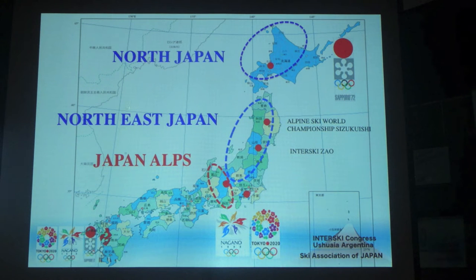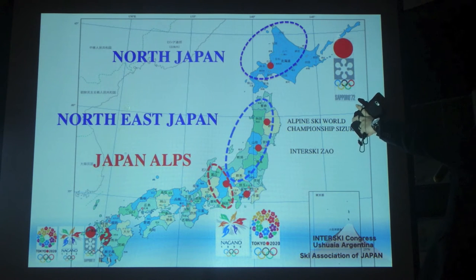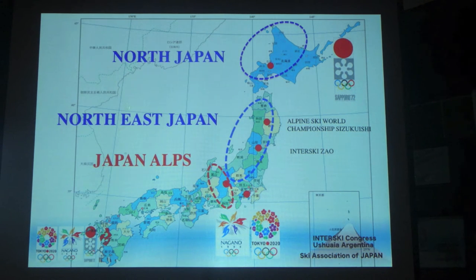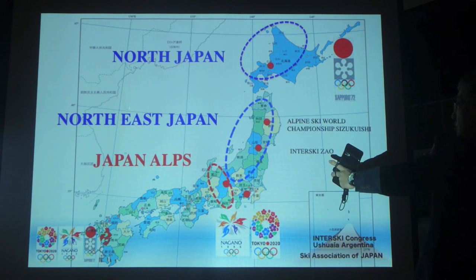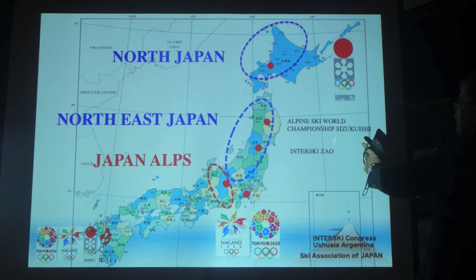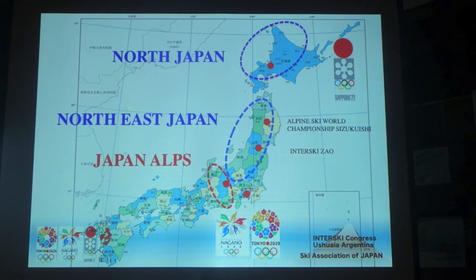This indicates the three major ski areas in Japan. North Japan is Hokkaido, where we have held Winter Olympic Games in Sapporo. And Northeast Japan, where we have held Interski in Zao, and the Alpine Ski World Cup and World Championship at Shizukuishi. And here, the Japan Alps. So you can enjoy various types of mountains, snow, lodgings, cuisine, that is washoku, and unique Japanese friendship and relationships. Thank you.